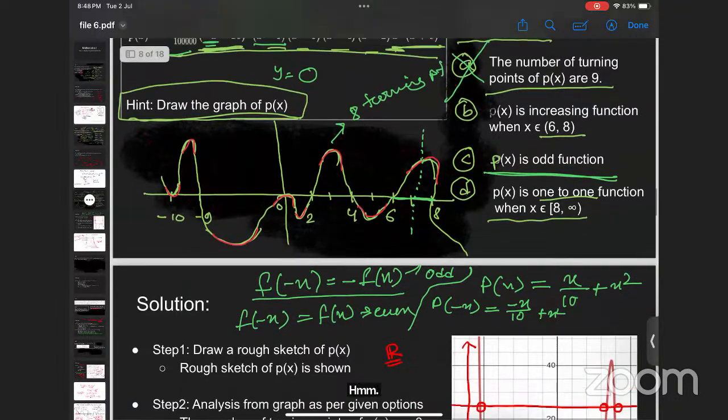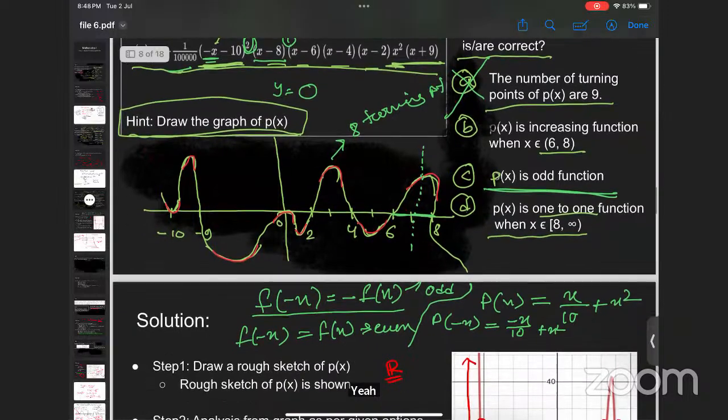-10 to 9 and 2 to 4 and 6, 8 is odd function.